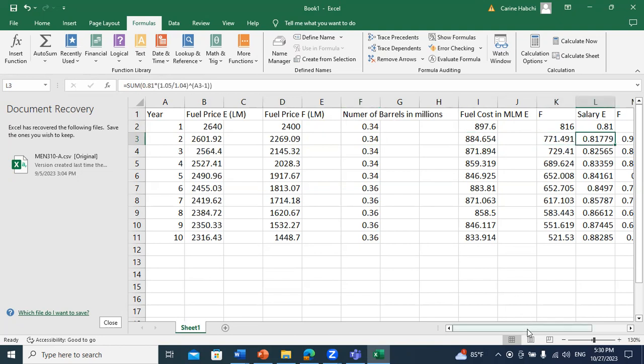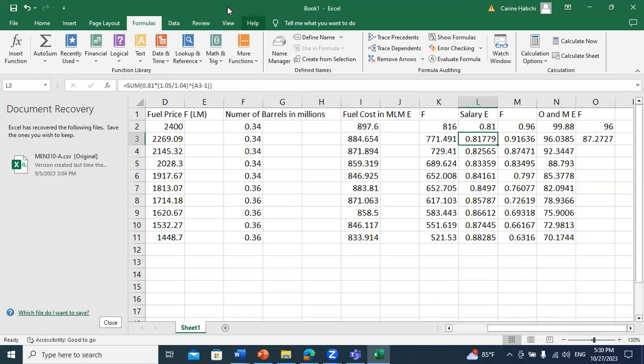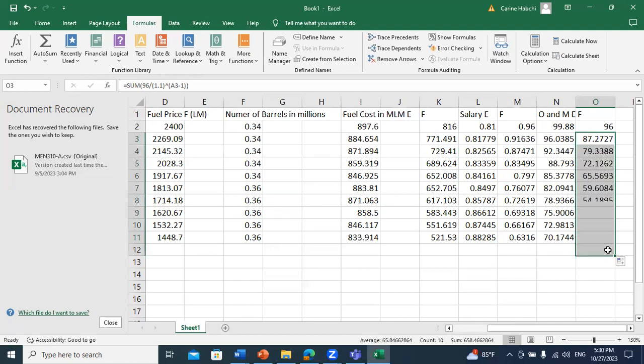Okay? Deal, thank you. Welcome. Any other question before we continue? Okay, so now we can compute the operation and maintenance for all other years. So we compute our table.